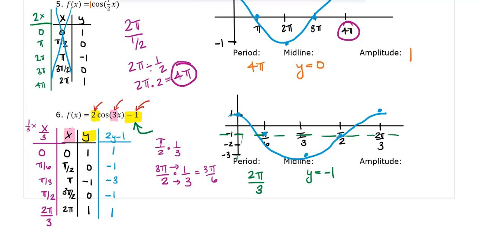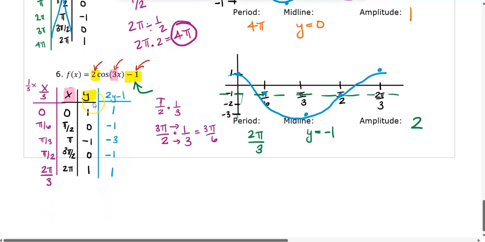My amplitude, well, that's that distance that I just mentioned. The distance from the midline to the maximum was 2. So that's my amplitude. It also is the exact same number as whatever my A is. My A is 2. Remember, the amplitude is the absolute value of whatever is being multiplied by the trig function out front. And that's what I've got. So we've done amplitude, period change, and vertical shift.